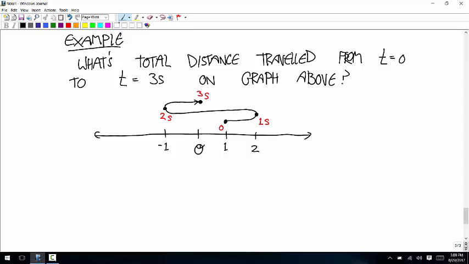So how long is this? 1. How long is this? 3. And we are going to add them together. So the distance is first 1 to get from 0 to 1 second, then 3 to get from the 1 second to the 2 seconds, and then 1 again to get from the 2 seconds to the 3 seconds. And so you have a total distance of 5 meters.